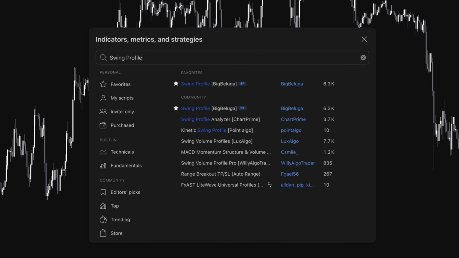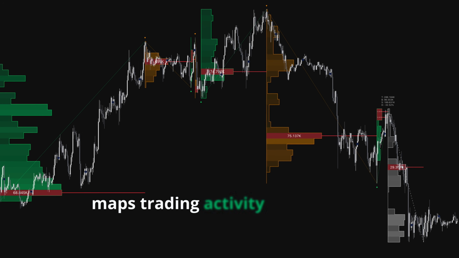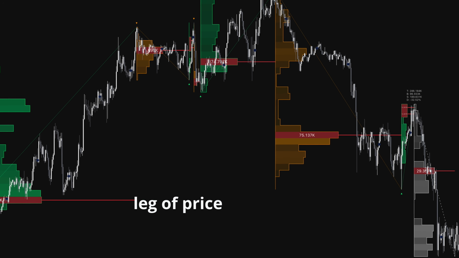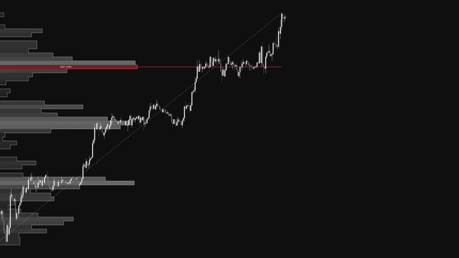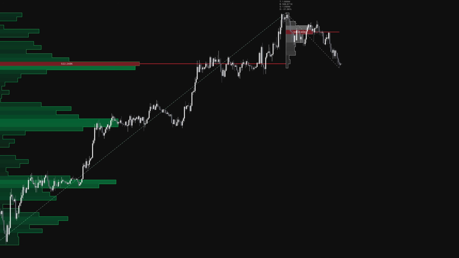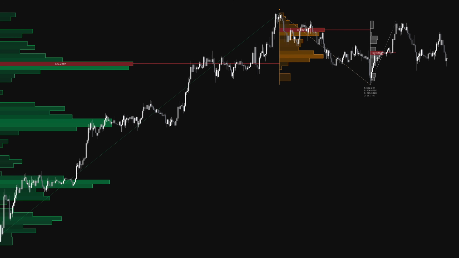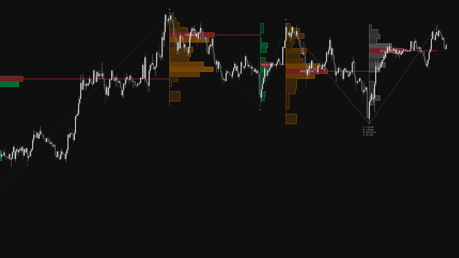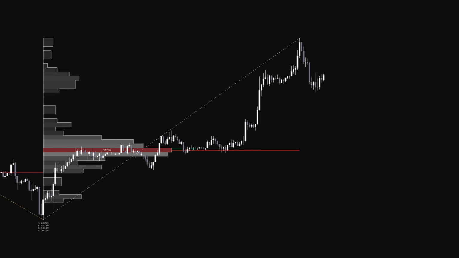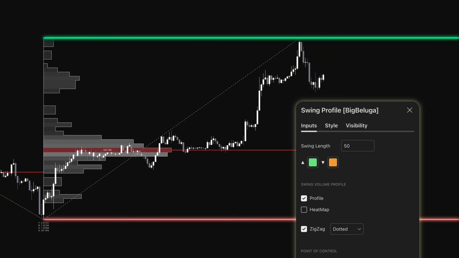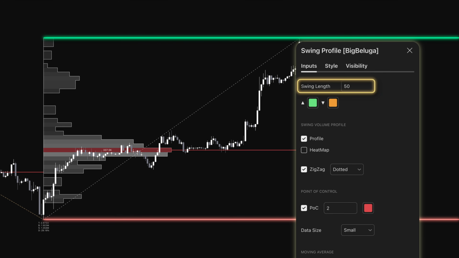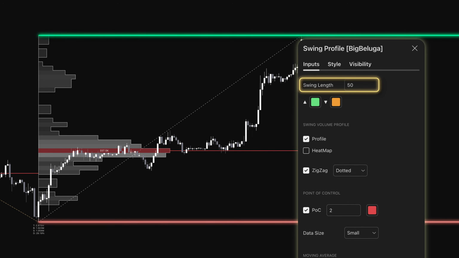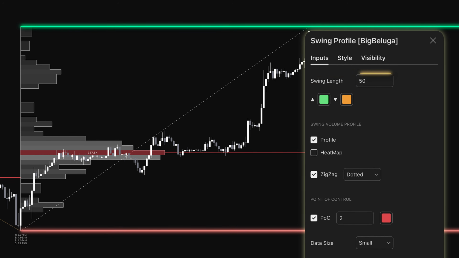Swing Profile, created by Big Beluga, is a volume distribution indicator that maps trading activity across each swing leg of price movement. Rather than applying a static volume profile to a fixed time window, it attaches the profile directly to each detected swing, giving traders a view of where volume concentrated during that specific directional move. The detection logic uses highest high and lowest low over a user-defined swing length to identify pivot points, then monitors for direction changes to finalize each leg.